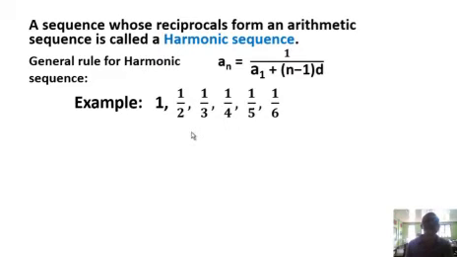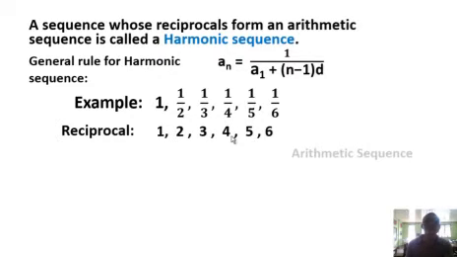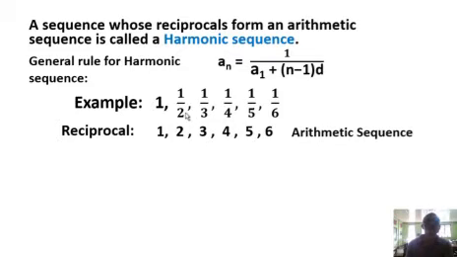If we take the reciprocal of this sequence, the reciprocal of 1 is 1, the reciprocal of 1 half is 2, the reciprocal of 1 third is 3, then 4, 5, and 6. This sequence forms an arithmetic sequence. So we call the sequence above a harmonic sequence because its reciprocals form an arithmetic sequence.